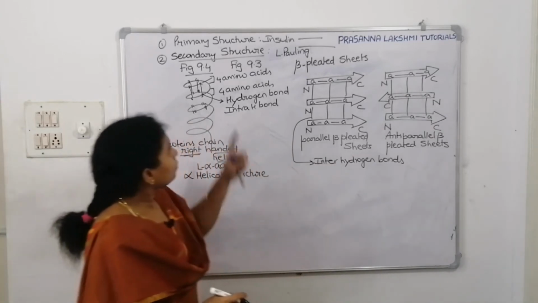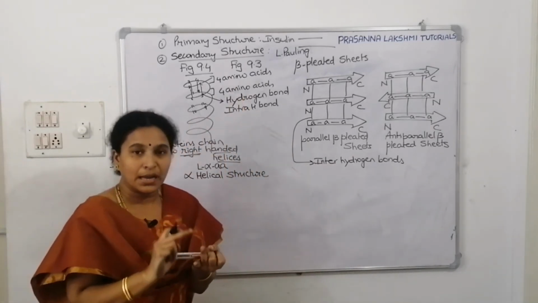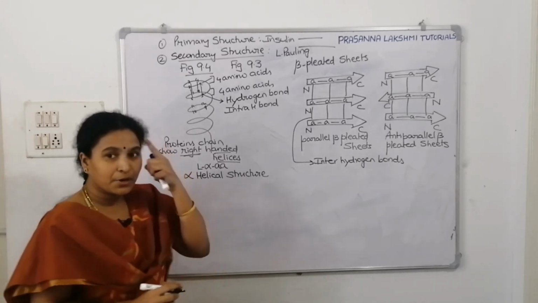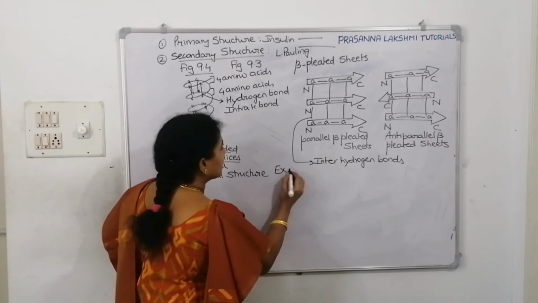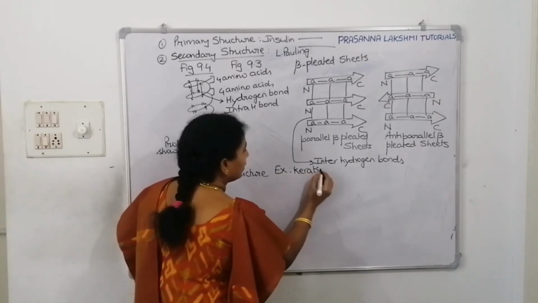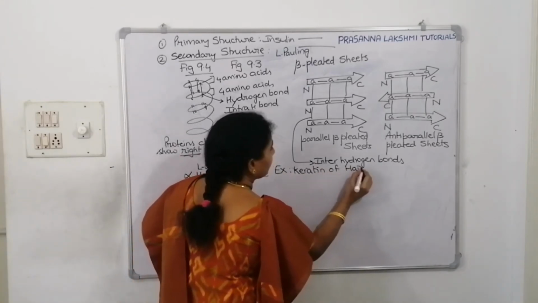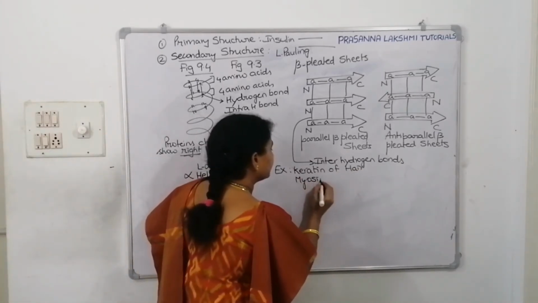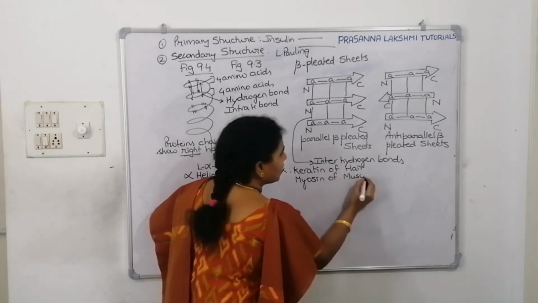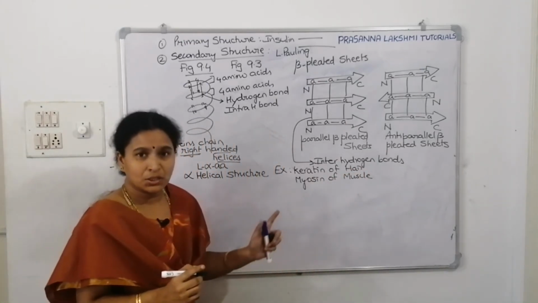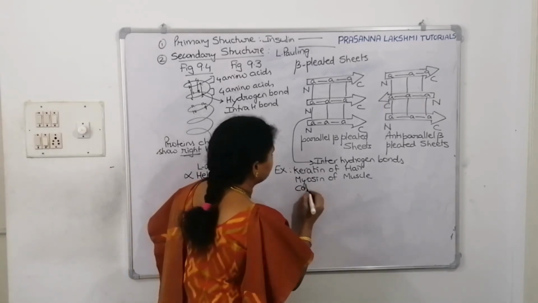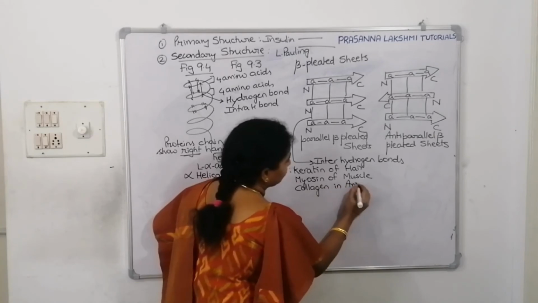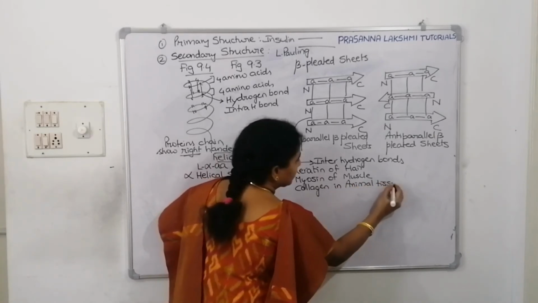So primary structure has only peptide bonds; secondary structure has peptide bonds and hydrogen bonds. Now coming to examples of secondary structure: keratin protein, which is present in hair, the keratin of the hair, the myosin of the muscle, and collagen also, which was explained by Ramachandran. That I am also writing down: collagen in animal tissue are examples of secondary structures.